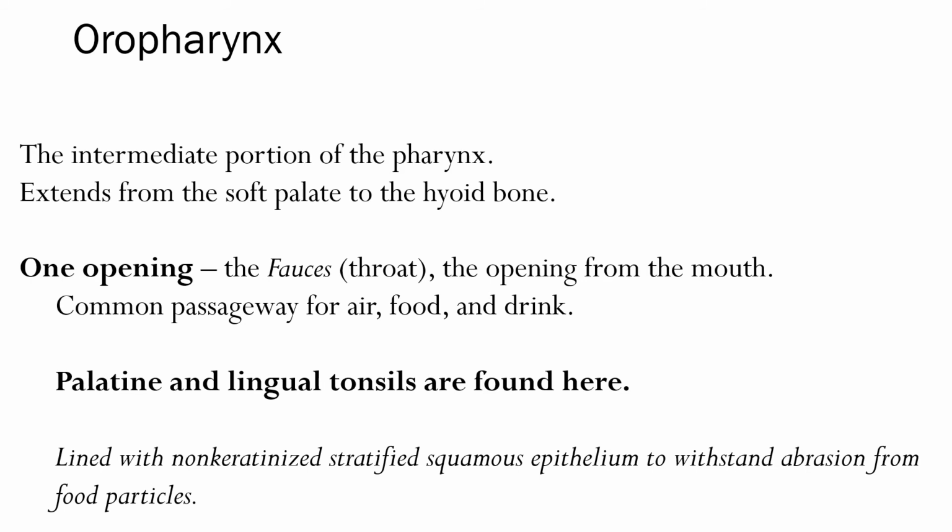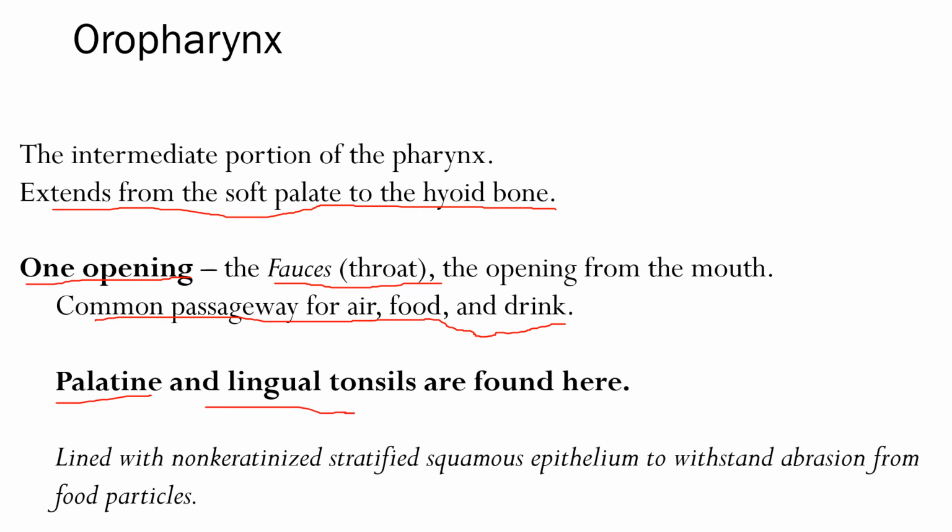Okay. So the oropharynx is the intermediate portion of the pharynx. And so that's in between, the middle, right? It extends from the soft palate to the hyoid bone. There's one opening, and that's called the fauces. That's the throat, the opening from the mouth. It's a common passageway for food, air, and drink. You have the palatine and the lingual tonsils found in this area.